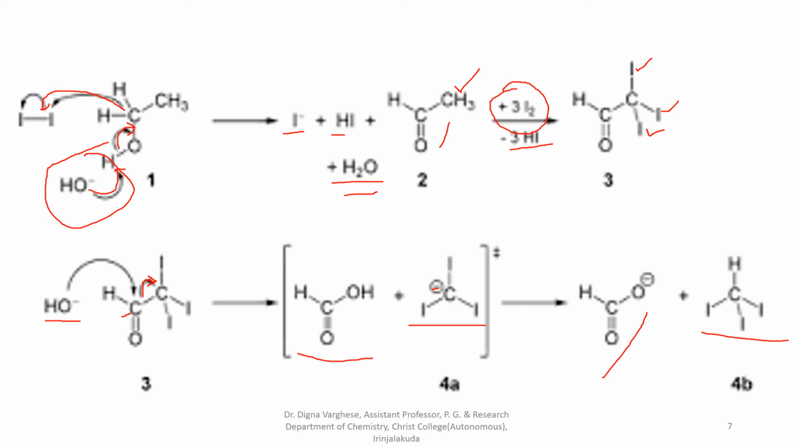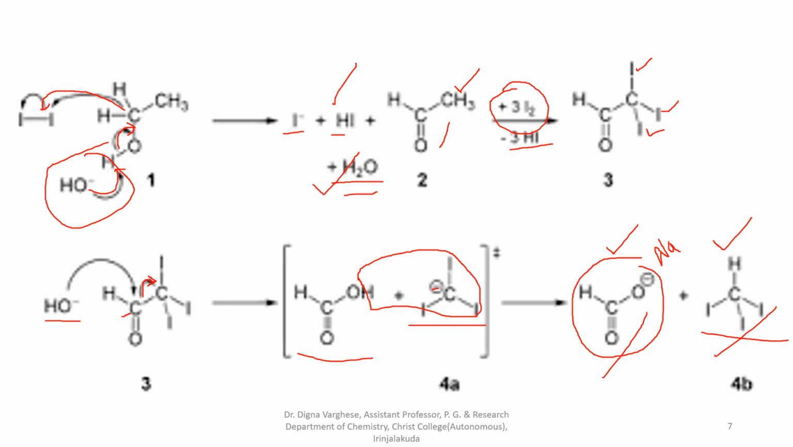We know again this hydrogen combines with CI3 minus and forms iodoform here, and here we will get HCOO minus to which the sodium ion is attached. So we will get sodium carboxylate, iodoform, then water, and also hydrogen iodide or sodium iodide is formed.